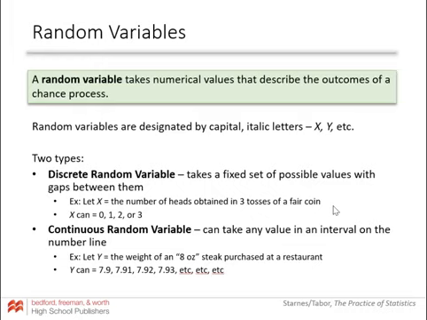In a continuous random variable, think of a number line, it can be anywhere on that number line. If you buy an 8-ounce steak at a restaurant, it might not weigh exactly 8 ounces. It could be 7.9, 7.91, 7.92, 7.989999, et cetera. Anything on that number line is what that steak can weigh. It's not limited to whole number values.